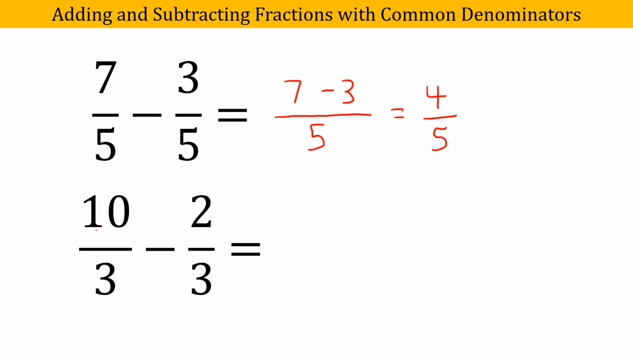Okay, for 10 over 3 minus 2 over 3, because the denominators are the same, I can simply write 3 on the bottom. And now I simply subtract my numerators. So I'm going to have 10 minus 2 over 3. And in this case, 10 minus 2 is 8. So I'm going to have an answer of 8 over 3, or 8 thirds.